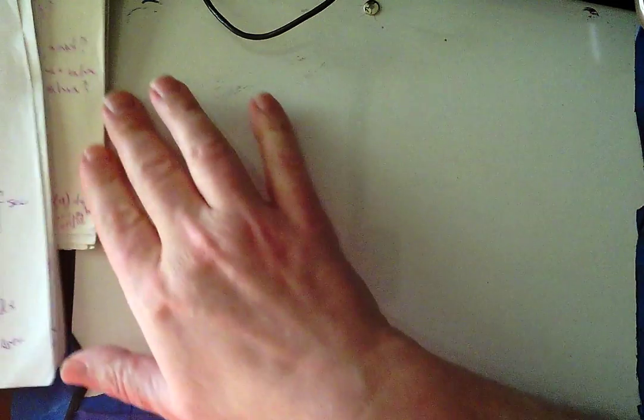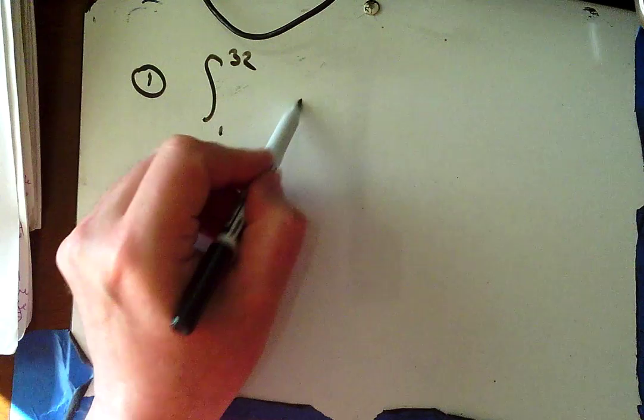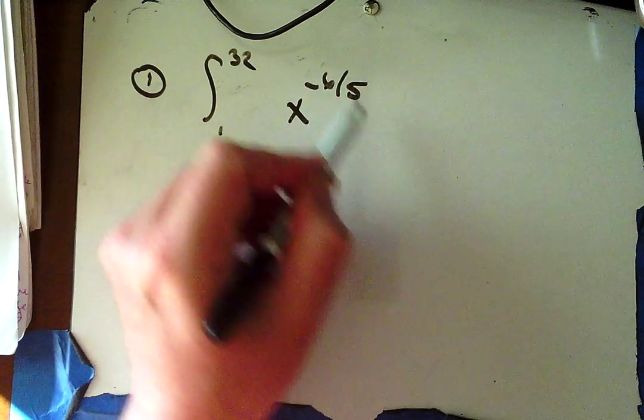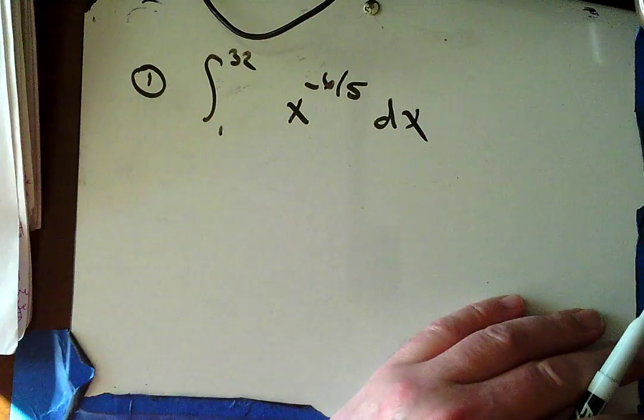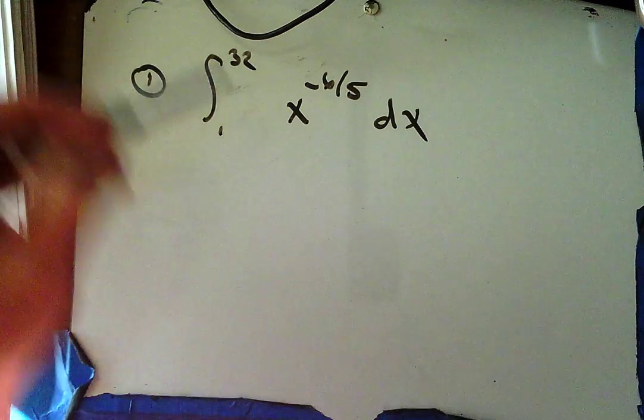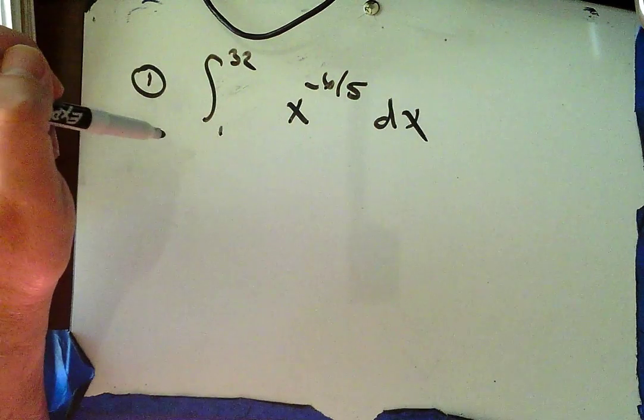Hi everyone. So I thought we could do a little review day here, where we just go back to make sure we're comfortable with all the different things. So first, the integral from 1 to 32 of x to the minus 6/5 dx. So what are we supposed to do here? Well, we see the boundaries.